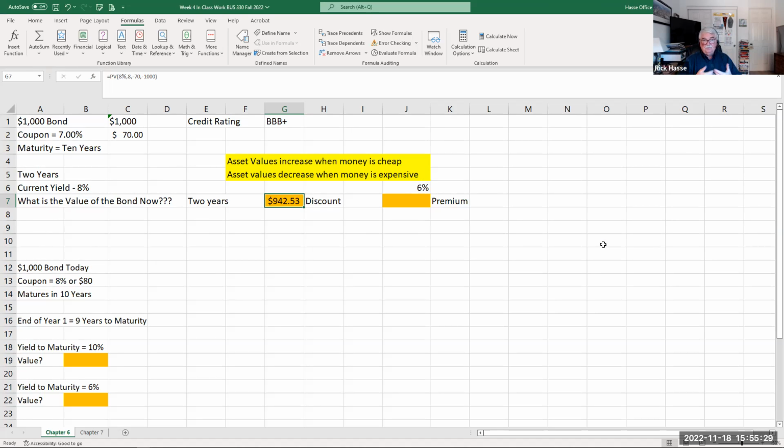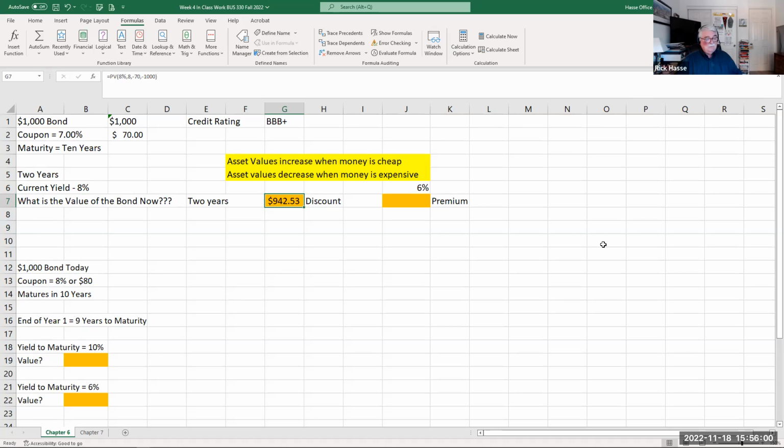In other words, the person who's selling the bond is not going to get $1,000 for it, only going to get $942.53. Now, the person buying the bond is going to purchase it for $942.53, but they're only going to get $70 a year, not $80. If you want to get $80 a year, then you'll have to find the bond at $1,000. But since the market yield has gone up, the value of the bond has decreased.